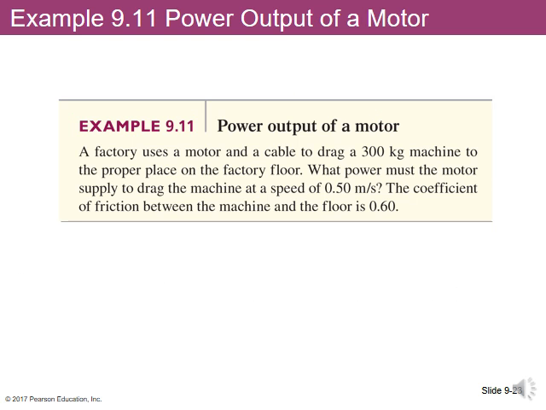Let's finish with a quick example about power. So a factory uses a motor and a cable to drag a 300-kilogram machine to the proper place on the factory floor. What power must the motor supply to drag the machine at a speed of 0.5 meters per second? And we're also given the coefficient of friction.